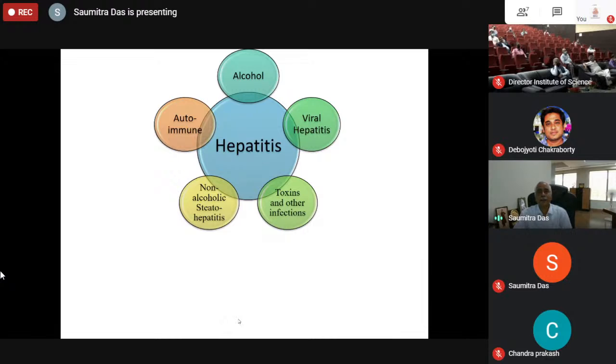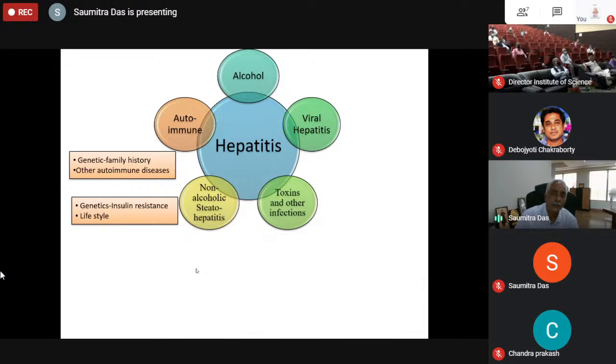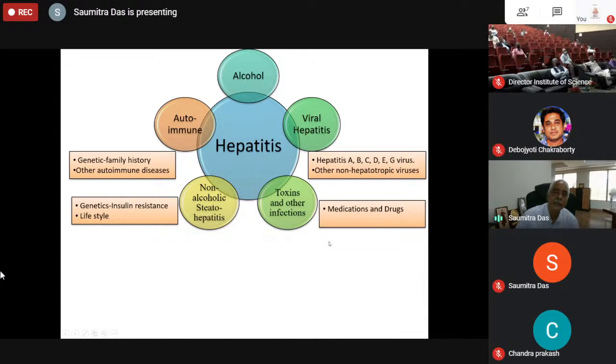Now, hepatitis, as all of us know, can be because of alcohol, because of autoimmune disorder. It could be non-alcoholic steatohepatitis. It could be toxins, or other infections which can come from medications and drugs. But most of it is actually contributed by a range of alphabets: hepatitis A, B, C, D, E, F is not there, perhaps it failed to sustain, and hepatitis G virus. And there are a couple of other non-hepatotropic viruses which also contribute to viral hepatitis.